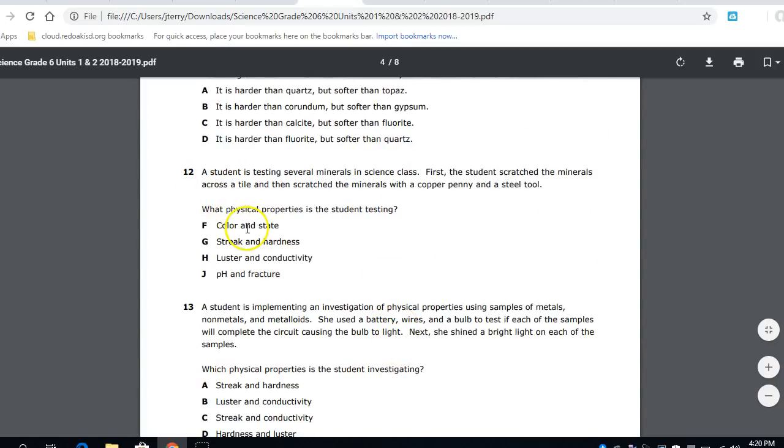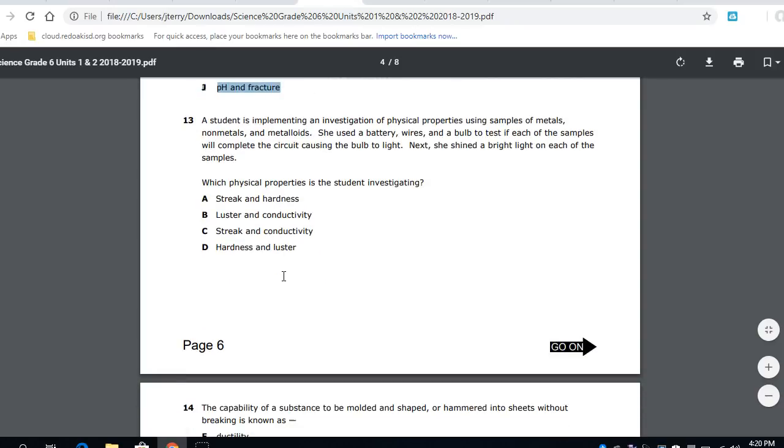Number 12, a student is testing several minerals in science class. First, the student scratched the minerals across a tile and then scratched the minerals with a copper penny and a steel tool. What physical properties is the student testing for? Is it F, color and state? G, streak and hardness? H, luster and conductivity? J, pH and fracture?